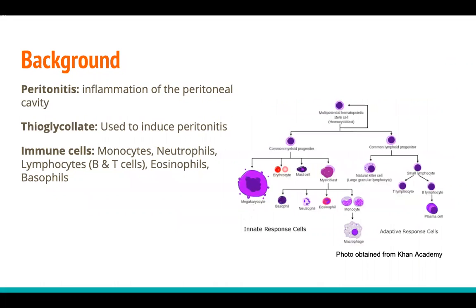Peritonitis is the inflammation of the peritoneal cavity, and thioglycolate is a medium used for cell structure. Here it is used to induce peritonitis, causing inflammation, which in turn causes a surge of neutrophils and monocytes. Other immune cells that play a role in the immune response are monocytes, neutrophils, lymphocytes, T and B cells, eosinophils, and basophils.